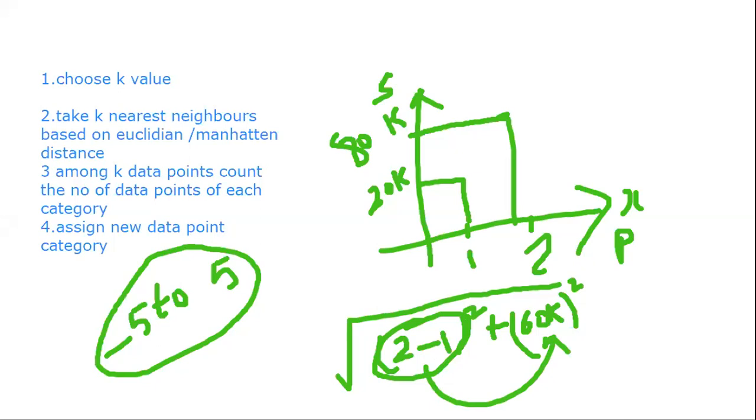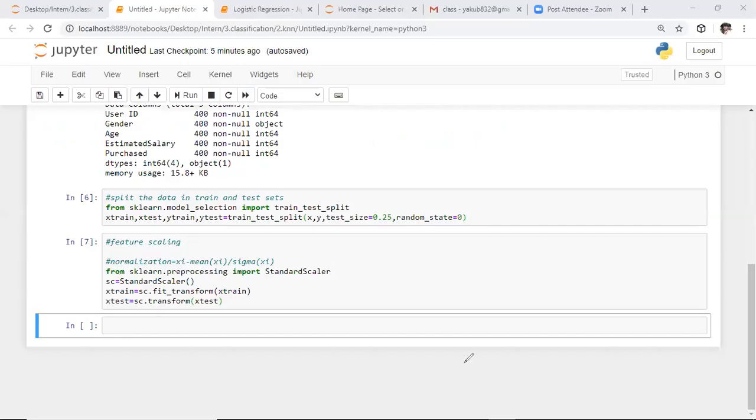After performing correlation, what do we need to do? Here we need to pre-process the data. From the pre-processing module, we imported StandardScaler. After that, we performed this feature scaling step. After performing feature scaling, what do we need to do? We need to import k nearest neighbor. It is present in the sklearn package.